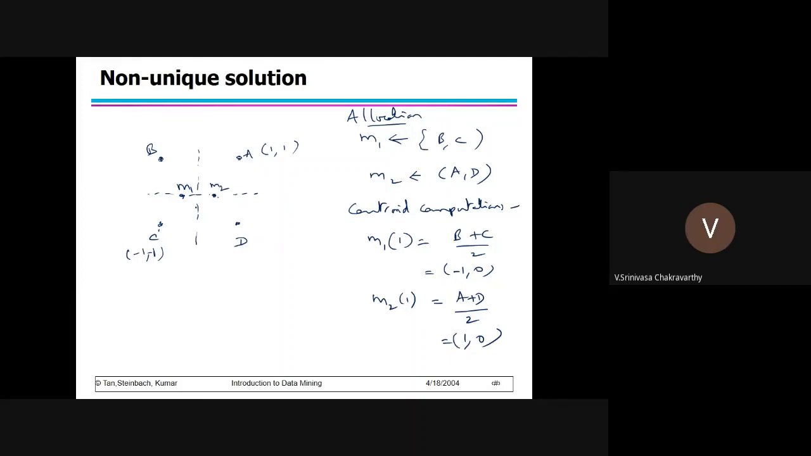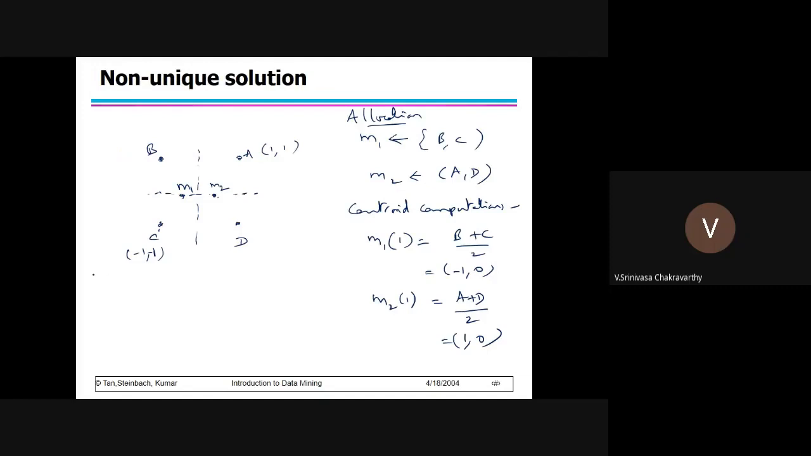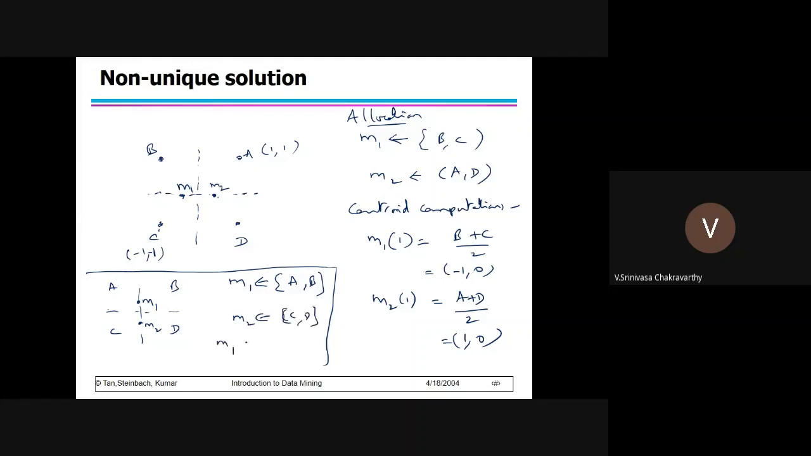So similarly, for M1 and M2 here, the way they are shown, you will get M1 equal to this point, M2 equal to this point. But on the other hand, if you take M1, M2 like this, so let us say I have A, B, C, D, and M1, M2 is here. Then for M1, the points will be A and B, and for M2, the points will be C and D, right? And therefore, the final values of M1 will be 0, 1, and M2 will be 0, minus 1.